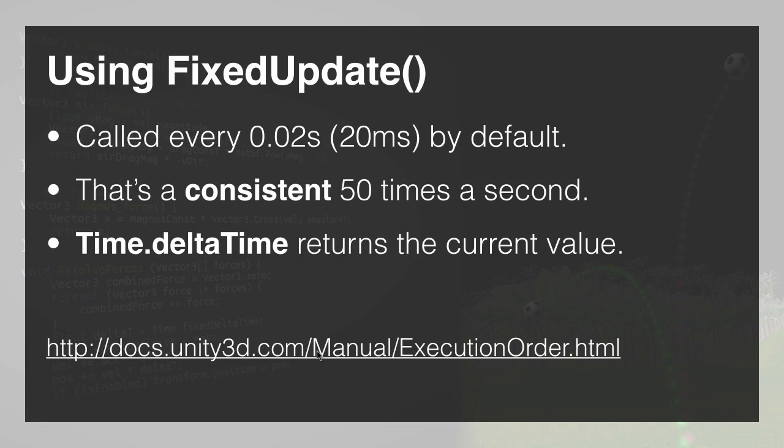So, firstly, we're not going to use the update loop. For physics, we're going to use the fixed update loop. That, by default, is called every 20 milliseconds. That's a consistent 50 frames a second, 50 fixed updates a second. And time.deltaTime returns the current value. It can change while you're using the simulation because you can choose to go into slow motion, for example. Find out a lot more about it by clicking this link, Unity's Manual on Execution Order.